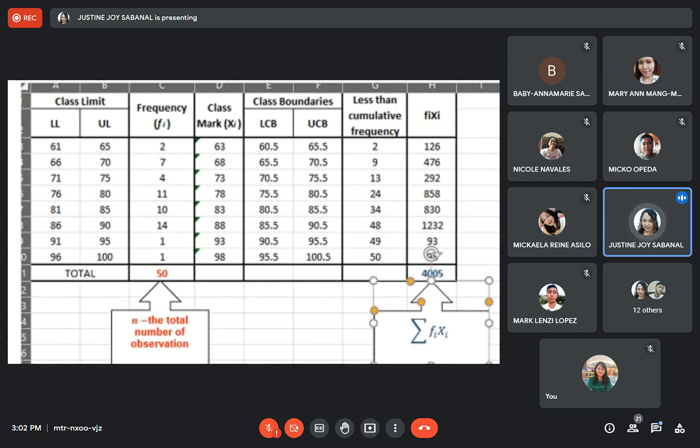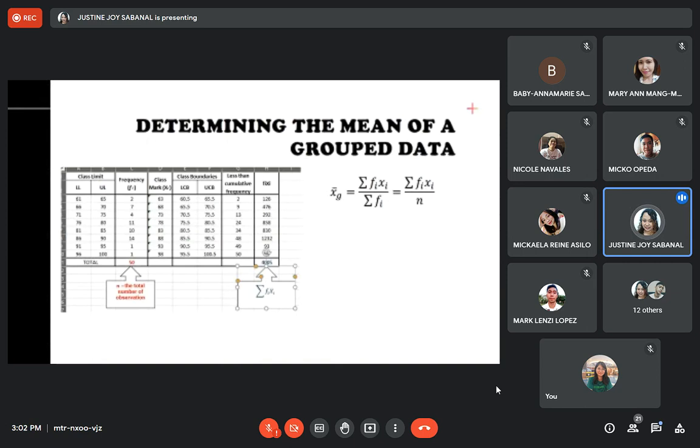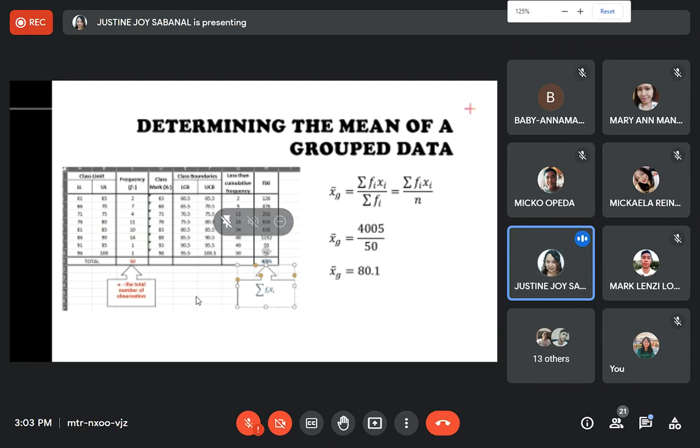Ganon din yung frequency, i-add nyo din yun. So, we have 50. So, to compute now for the mean, yung sum of the product of the frequency and the class mark is 4,005 divided by the total number of observation, which is 50. So, the value is 80.1. That is the mean.